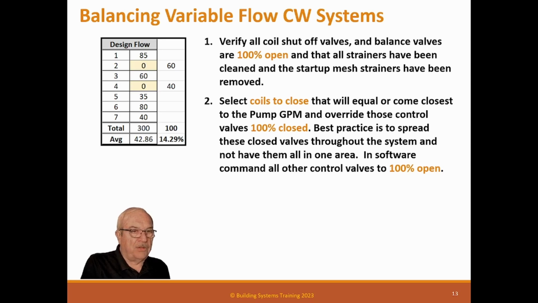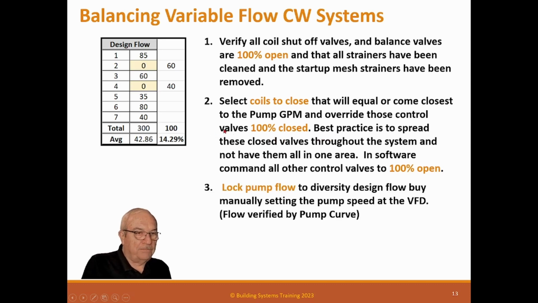In software, command all other control valves to 100% open. So here's this system, and I selected 2 and 4 to close, which equals 100 GPM. So this is perfect. This is right on because I set everything at nice round numbers. So now we have the system closed, and the zone coil load should equal the pump flow. We've got them, they're the same. So lock the pump flow to diversity design flow by manually setting the pump VFD at this speed. Flow verified by pump curves. So now you're going to set that up and lock it in at its speed.